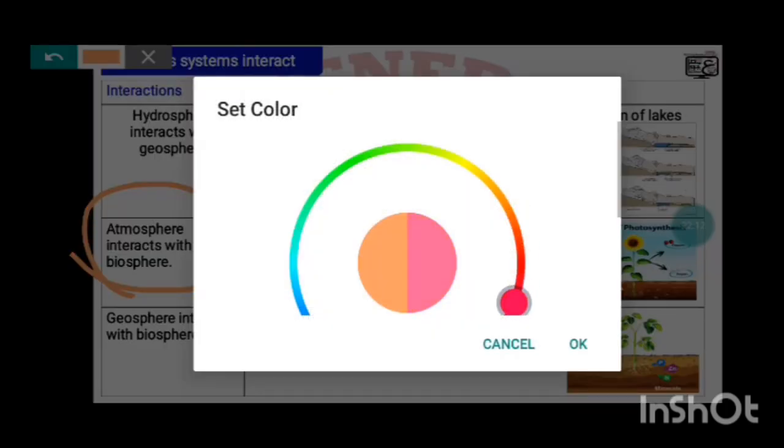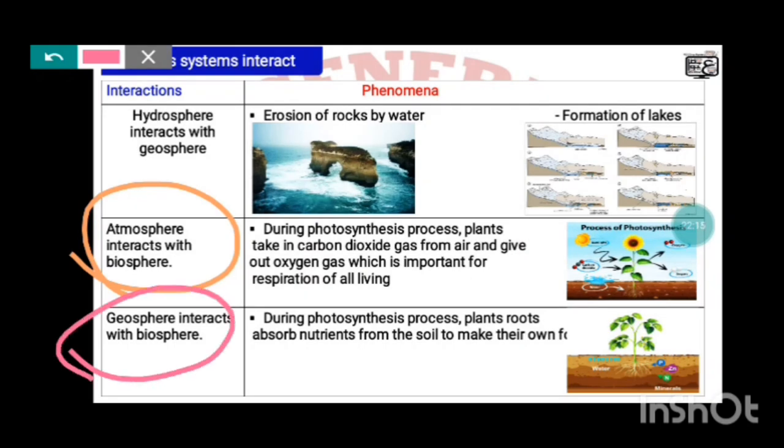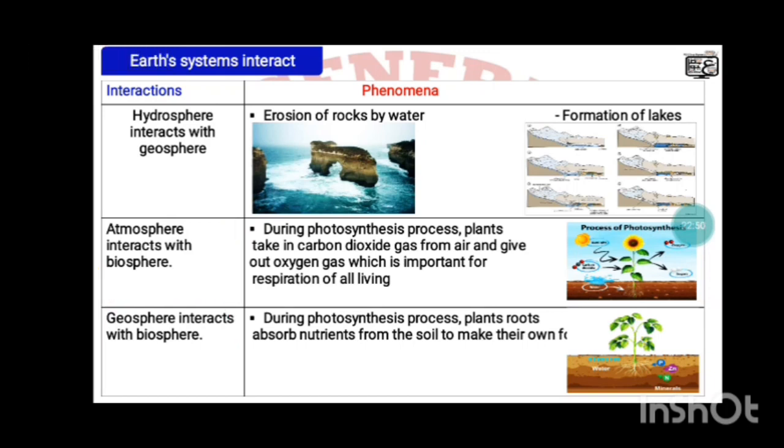Interaction between geosphere and biosphere, also during the photosynthesis process: plant roots absorb nutrients from the soil to make their own food. Plant roots are biosphere. Nutrients and soil are geosphere. Okay, get it?